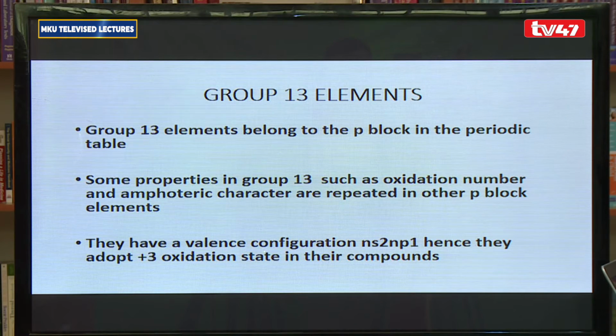They also have properties like the amphoteric character and variable oxidation states, which are also going to be seen with the other P block elements. So they have a configuration of ns2 np1. So they have 2 electrons in the s orbital and 1 electron in the p orbital, and they adopt the +3 oxidation state in their compounds.